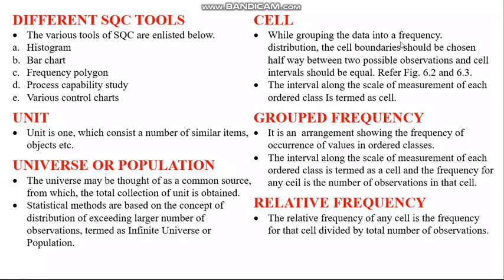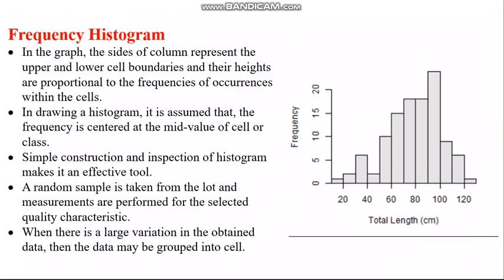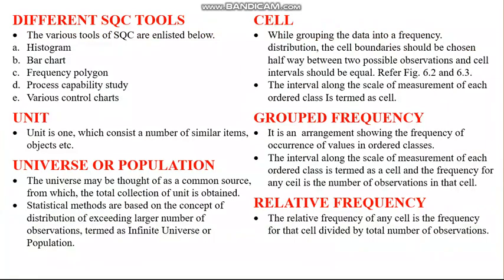Okay, now cell. What is it? While grouping the data into a frequency distribution, the cell boundaries should be chosen halfway between two possible observations, and the cell intervals should be equal. Let us see here a frequency histogram. Each interval is 10: 10 to 20, 20 to 30, 30 to 40, 40 to 50, 50 to 60. These are all cells.